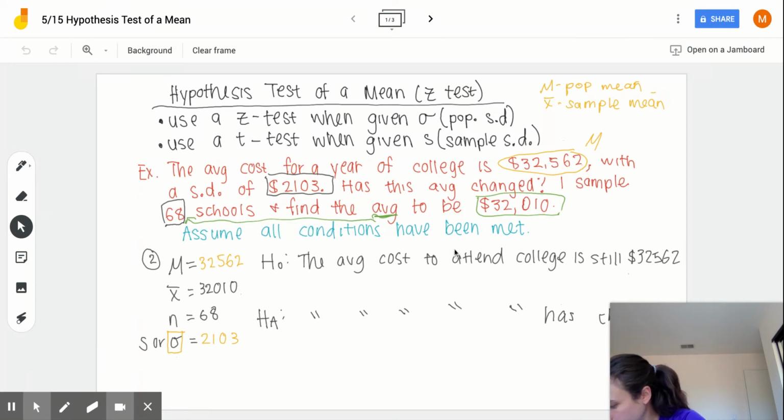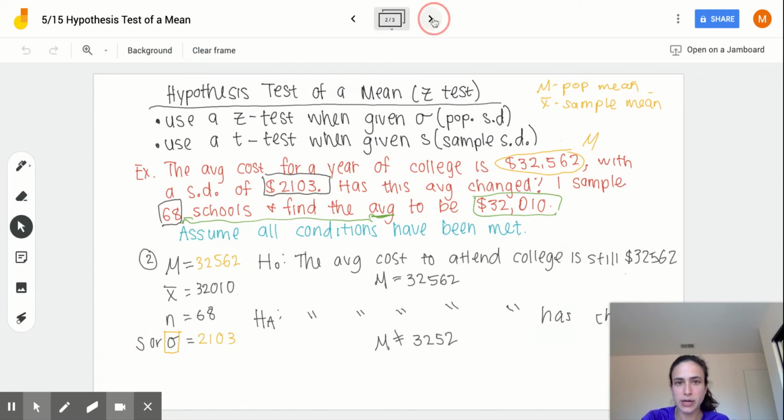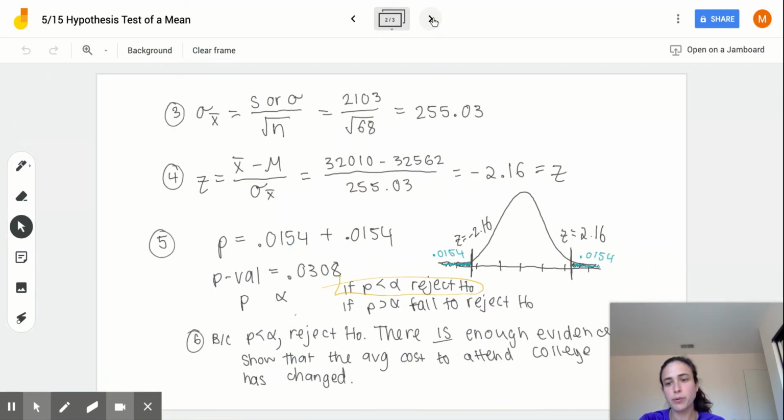Okay, let's also write it in symbols. So the first one would be that the mean is equal to, still, 32,562. And the second one would be that the mean is not equal to, because we're claiming it's changed. We're not claiming we know which direction it's changed. Okay, so that would be our hypotheses. So now I'm going to go to the next page. If you guys could pause this video right now and copy this part down, I'd appreciate it.